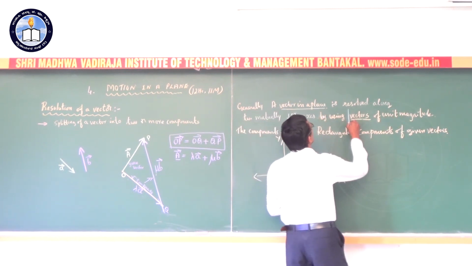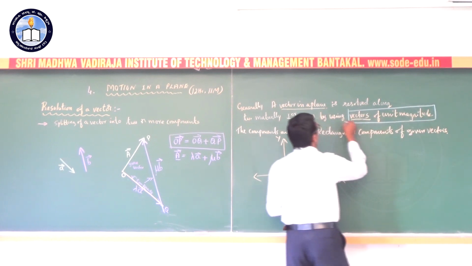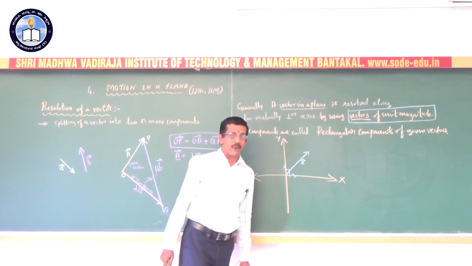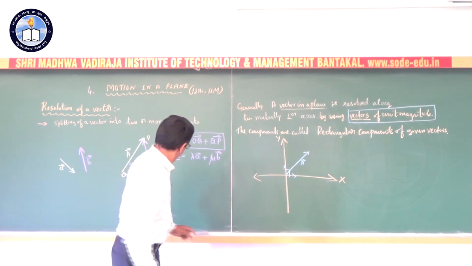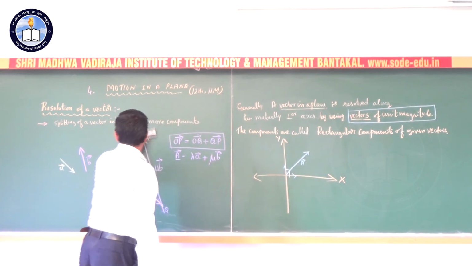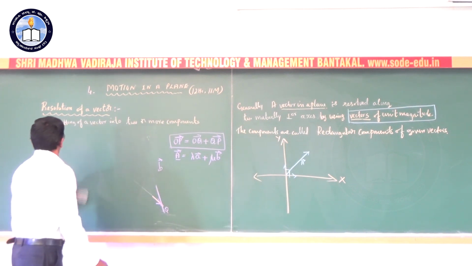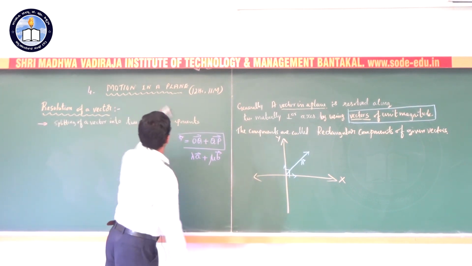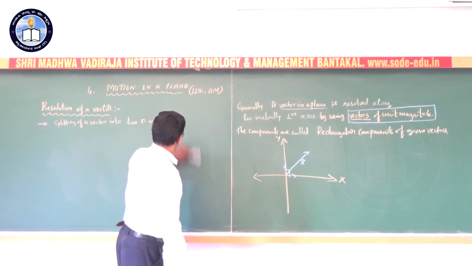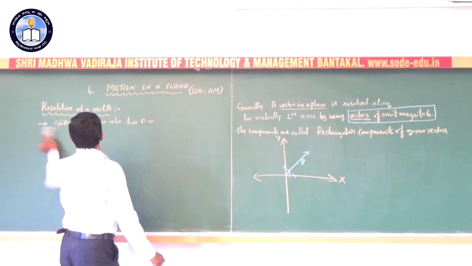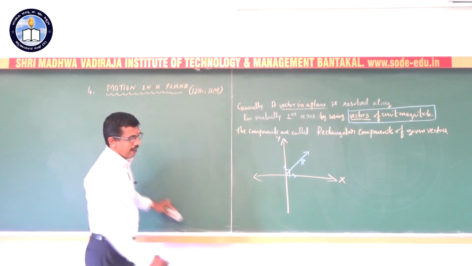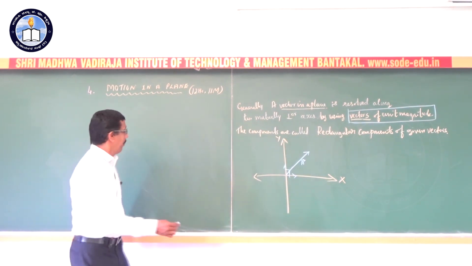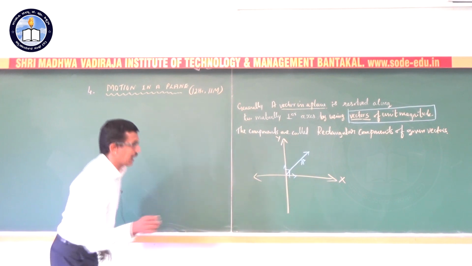Here, just what is this? Vectors of unit magnitude, which is very important. That is nothing but unit vector. So, now we move on to unit vector. After studying the meaning of unit vector, then we go for rectangular components of a vector in a plane. So, now the meaning of unit vector.